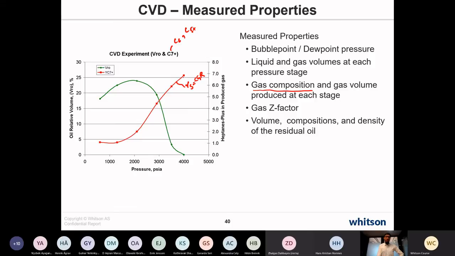And that's why, as we have seen how the RS curves look, if you plot the C7 plus or C6 plus or C5 plus content, it has the same shape as the little RS. And the liquid dropout is just a mirror image of the C6 plus or C7 plus content, because this is representing how much condensate we are losing in the reservoir, and this is representing how much condensate you are producing at surface.